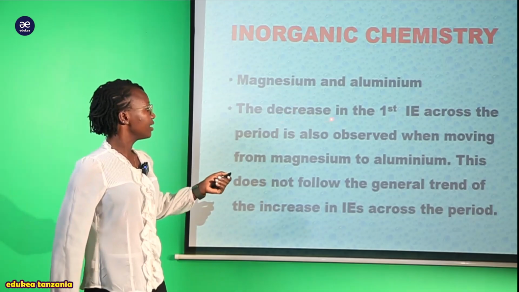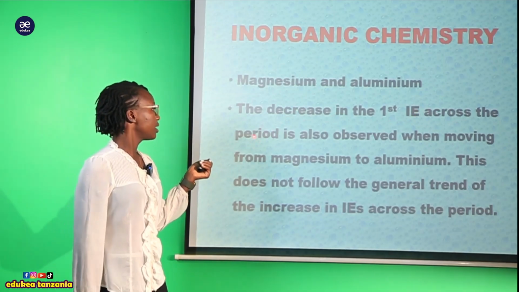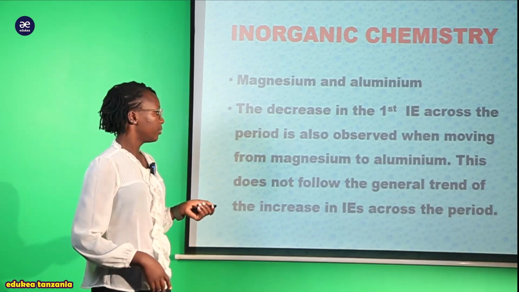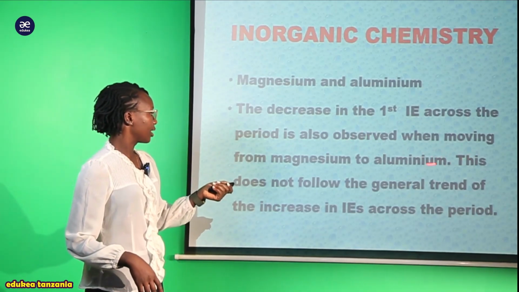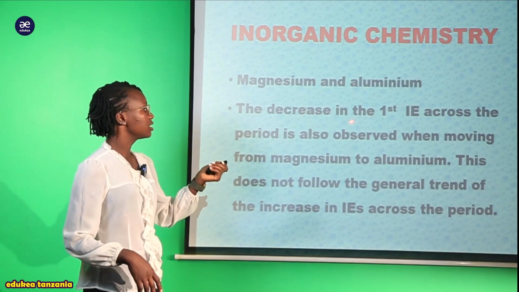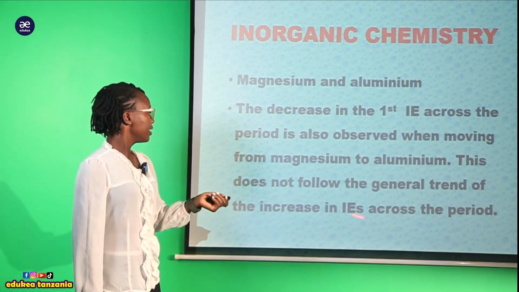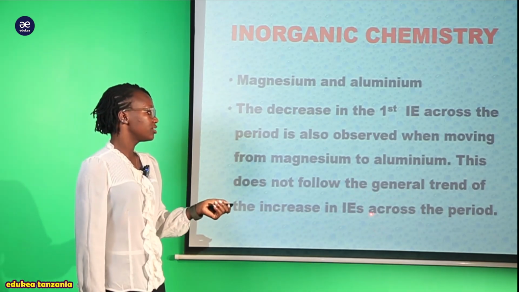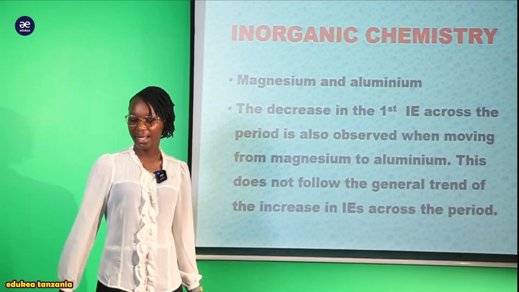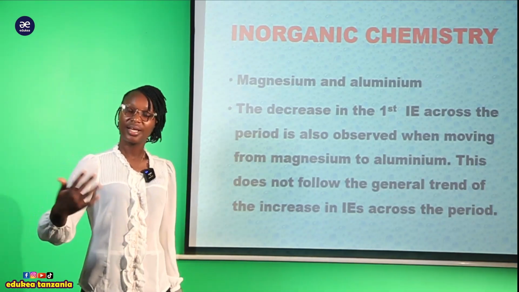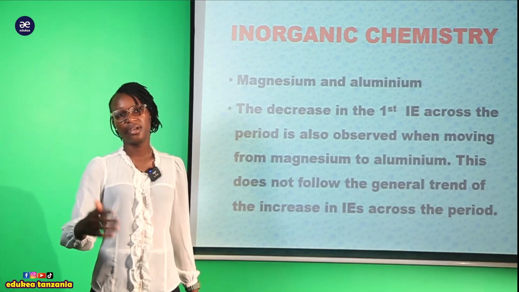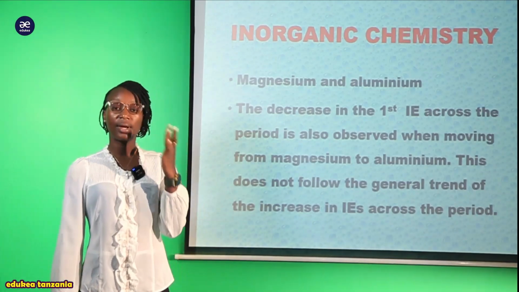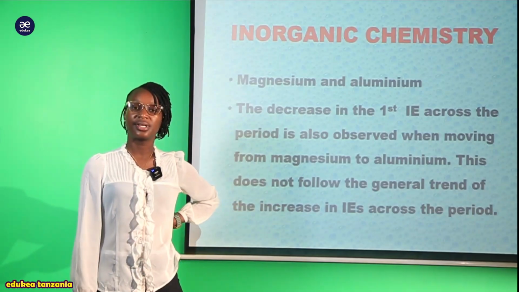Sasa anakuja kusema kwamba the decrease in the first ionization energy across the period. Ina maana across the period sasa tunaangalia tunavyo move kutoka kwenye magnesium kwenda kwenye aluminium. Also observed that when moving from magnesium to aluminium kuna hii decreasing of the first ionization energy. This does not follow the general trend of increasing in ionization energy across the period. Hii nayo pia haifati ile trend ambayo inajulikana kwamba across the period from left to right this ionization energy should increase. Sasa kutakuwa na decreasing. Sasa kwa nini kuna decreasing?